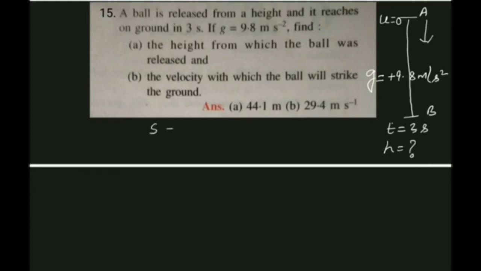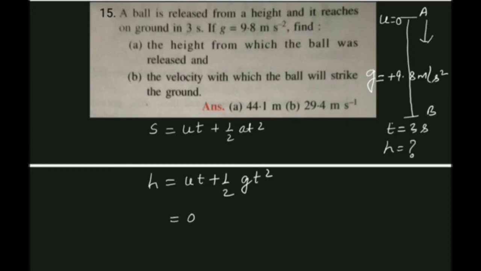S equals ut plus half at square. This is the second equation of motion. Now since the body is moving freely under gravity, in place of s you will write h, and in place of a you will write g. You'll apply this formula. Now the h we have to find.